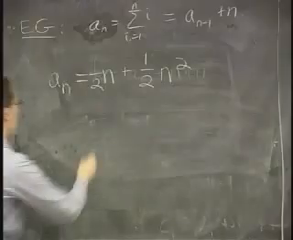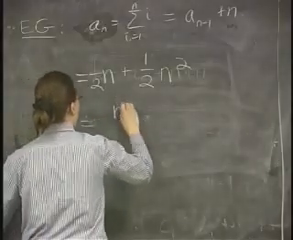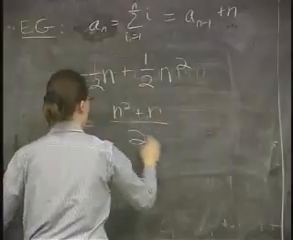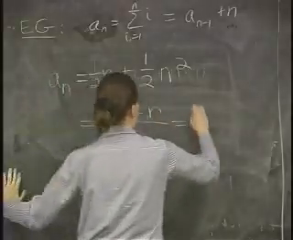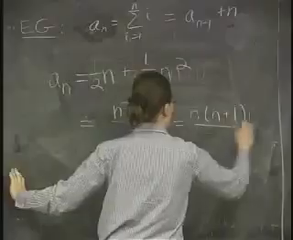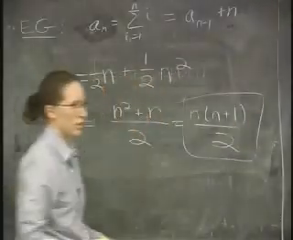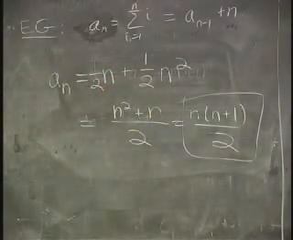What does that mean? Well, let's rewrite this. This is n squared plus n over 2. That's the same as n times n plus 1 over 2. Thank God we got the right formula. That's our formula. We have a particular solution, now we want the general solution.